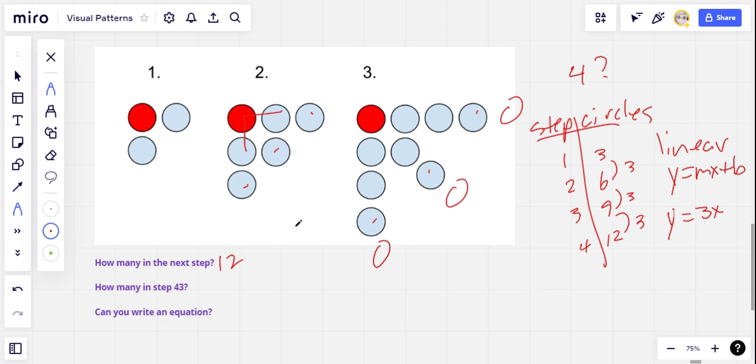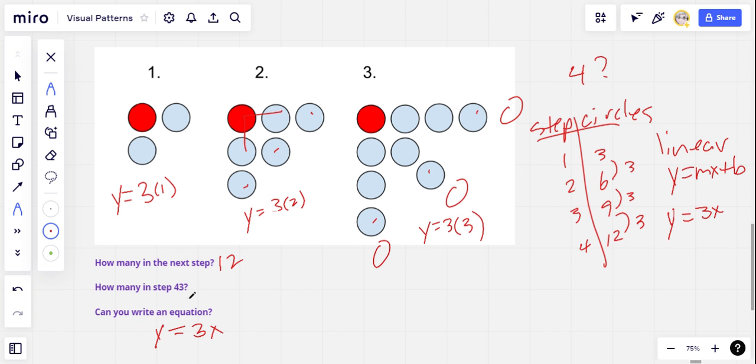And just looking here, I don't think we need to adjust it at all, because if we put y equals 3 times the step number, 3 times 1 is 3, and that's how many circles there are. That's what y is supposed to be. In this one, y equals 3 times 2, that's 6. That's the number of circles. Here, y equals 3 times 3, that's 9. So it looks like y equals 3x is what we've got. The plus b, you can think of that as a plus 0, but we don't need to write that. We can just write y equals 3x.